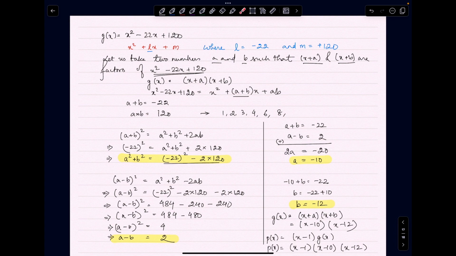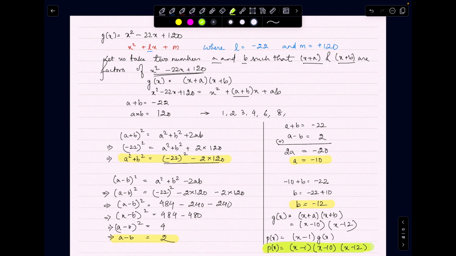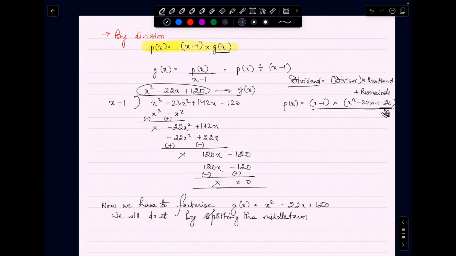P of x is our initial equation. P of x is equal to our initial equation, which is what? That is x cube minus 23x square plus 142x minus 120. That is our equation, equal to P of x, which equals x minus 1 into x minus 10 into x minus 12. So this is the factorization of a cubic polynomial.